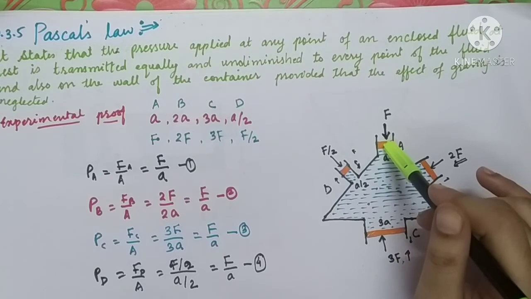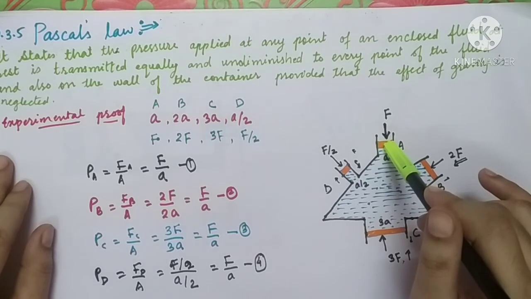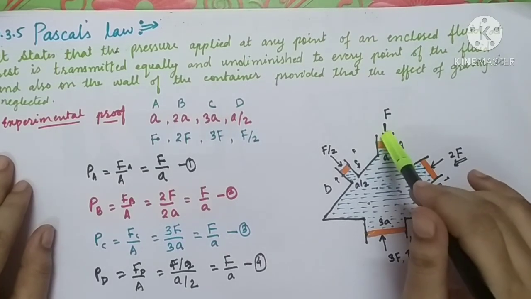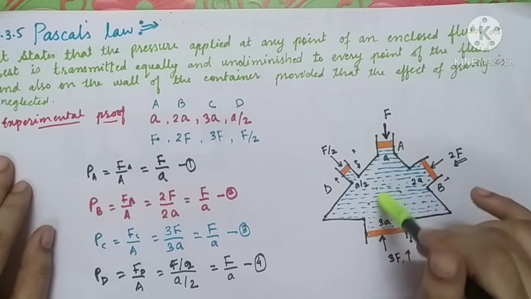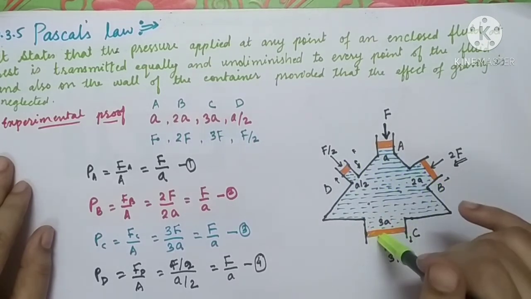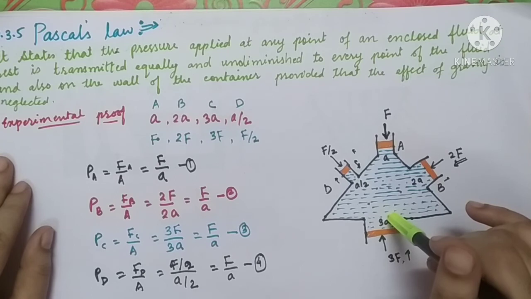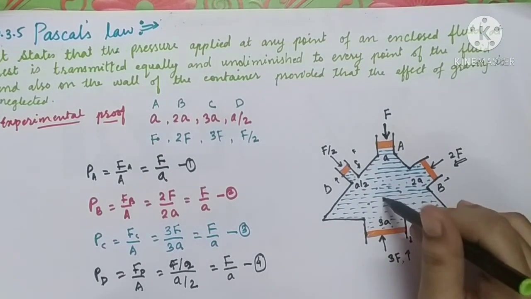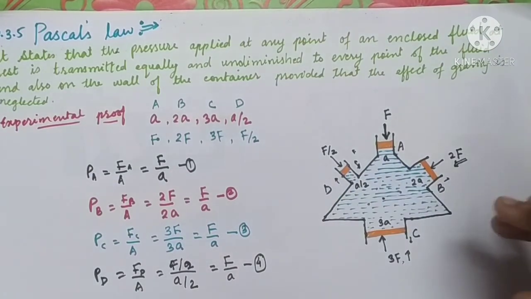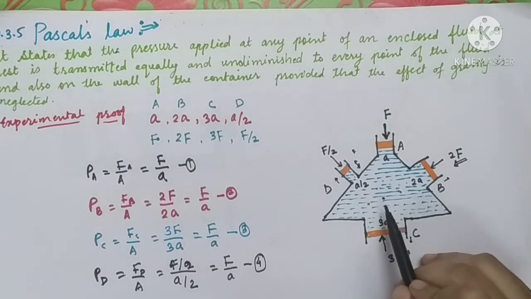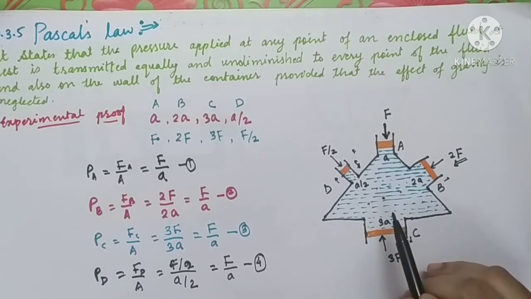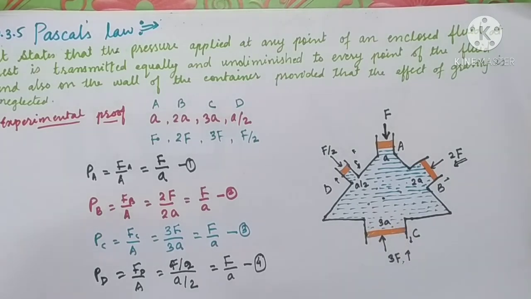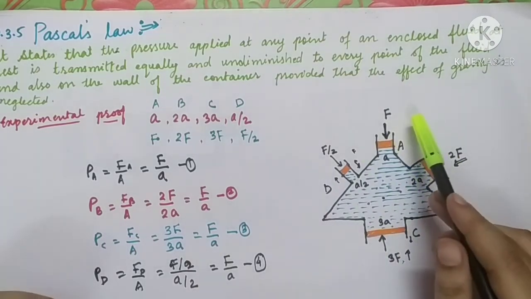This is the proof of Pascal's law, which states that pressure applied to any point of an enclosed liquid will be transmitted equally and undiminished to every point of the fluid and also to the wall of the container. Even if you consider any midpoint which is not at any opening, you will have the same pressure of the fluid. So we have got this proof which we have seen over here.